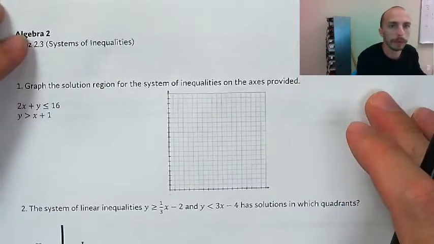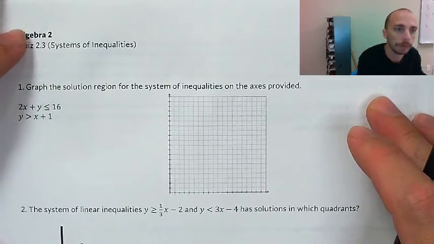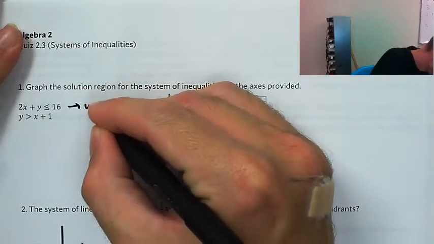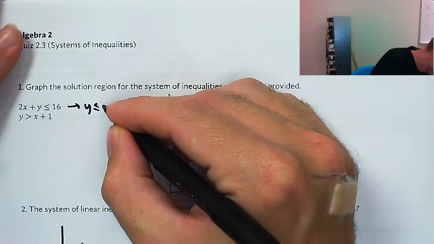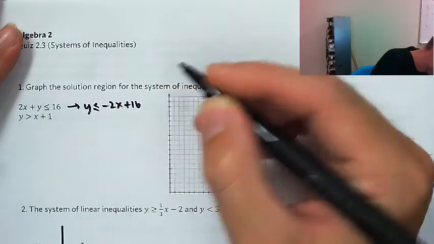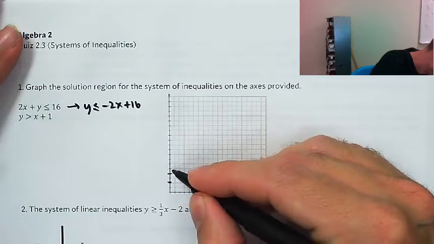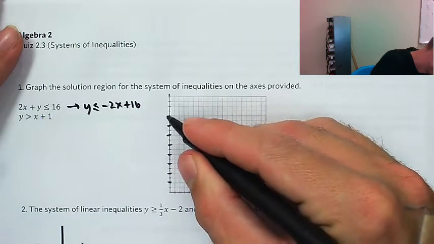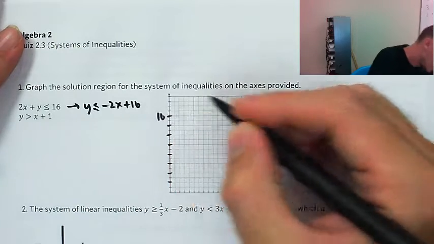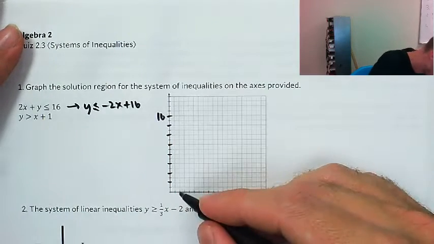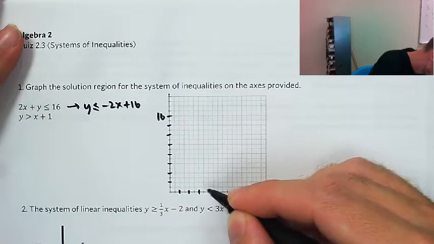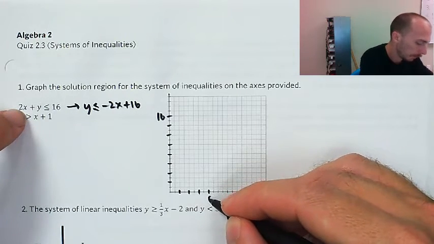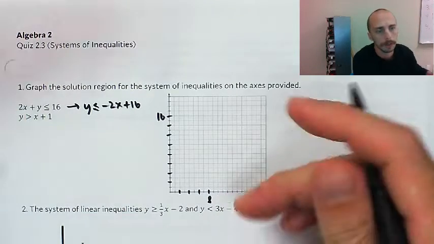All right, we're going to start by sketching a solution region for the system of inequalities. So this is going to be y is less than or equal to negative 2x plus 16. Okay. 2, 4, 6, 8, 10, 12, 14, 16. And I'm going to think about where this is going to equal 0, and that's going to be at x equals 8, pardon me.